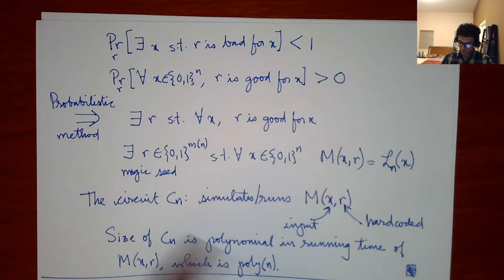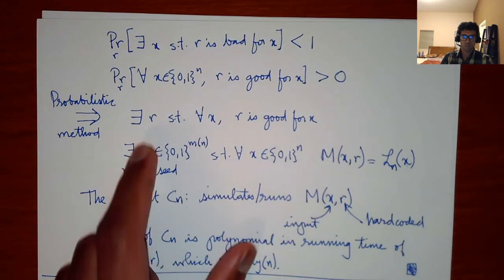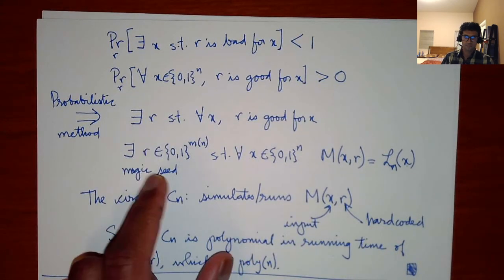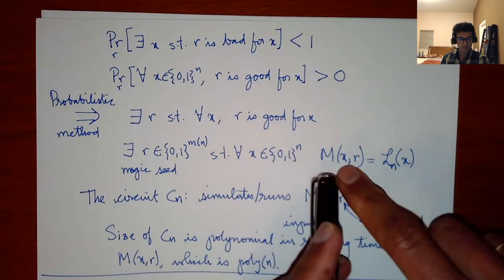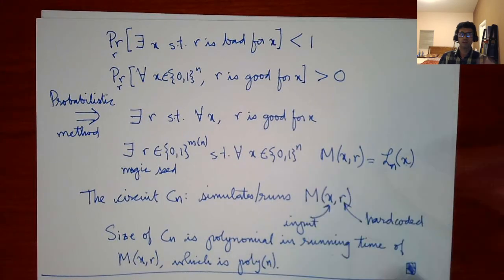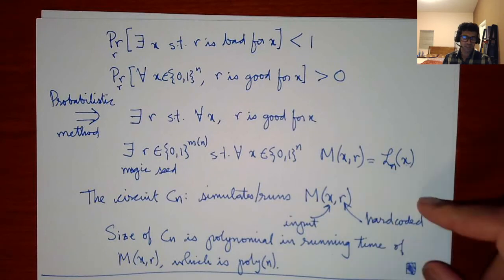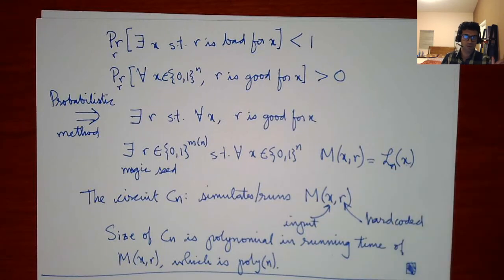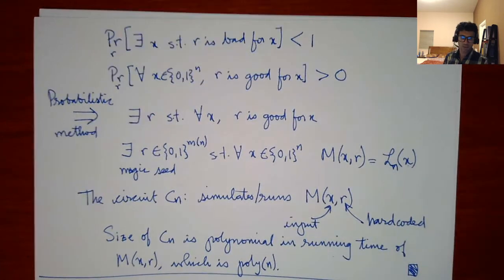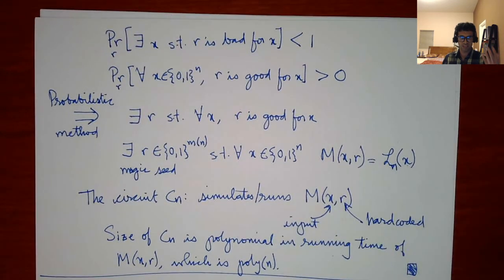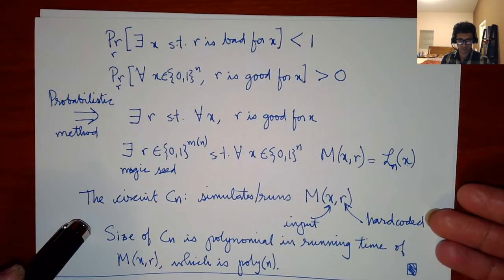And so this is the magic seed. What this means is, if you plug this magic seed into the Turing machine, you will always get the right answer for all strings of length n. For all strings of length n, you are guaranteed to get the right answer. So then our circuit is simply going to simulate on this hard-coded randomness. Remember, for a circuit, you just need to show the existence of the circuit. And so such a circuit exists.